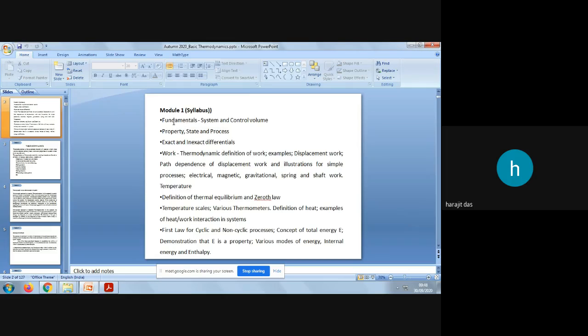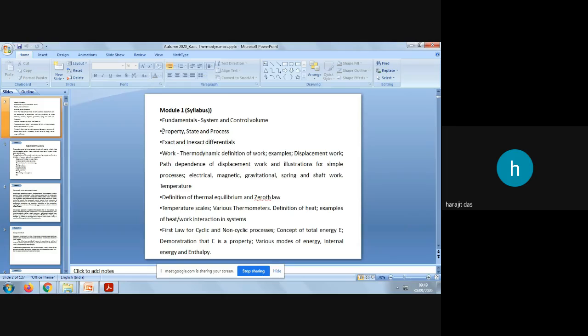Then property, this is the syllabus actually. That is why I have taken this part, and I think it is visible to you also. So the next one is property. Property means what? A system needs some parameters to define its physical state, so that will define the condition of any system. So property may be temperature, pressure, volume, density, enthalpy, entropy. All these things are properties of a system. By these properties we will define the system.